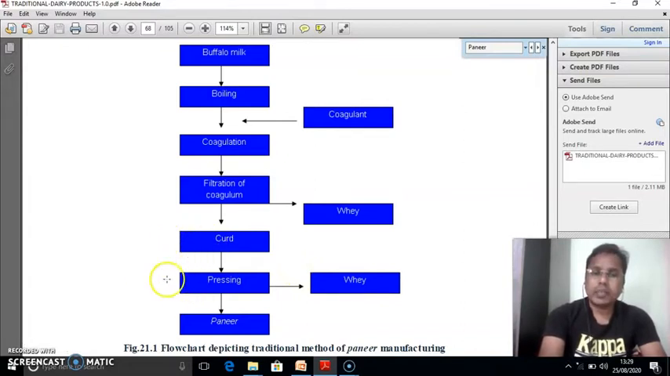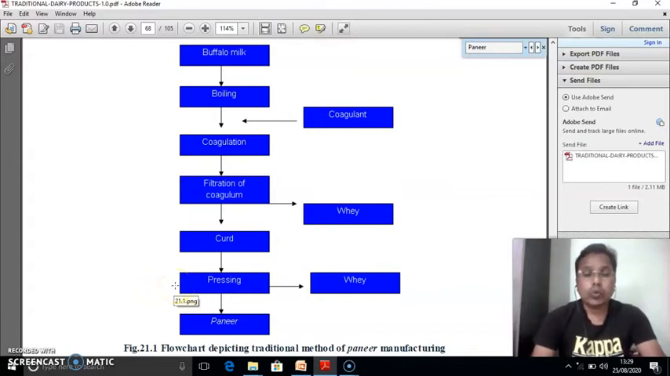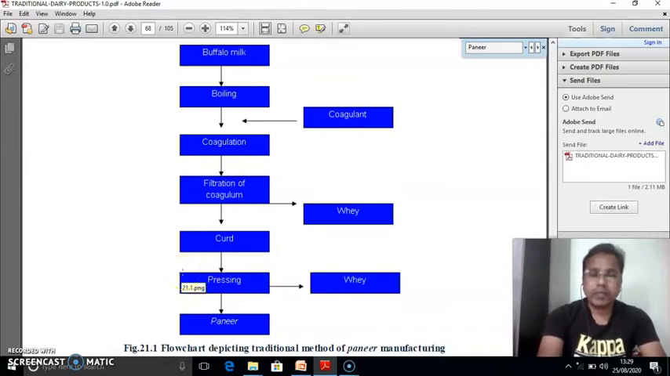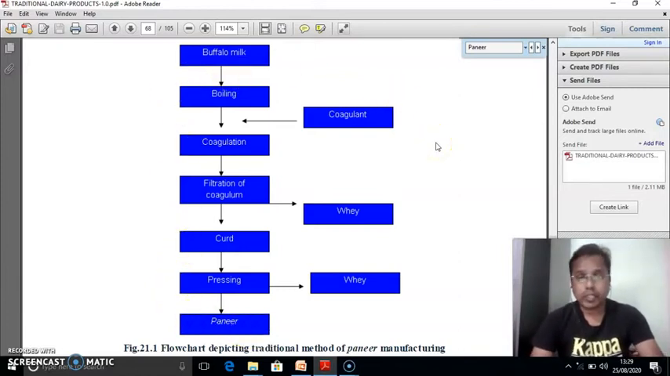And when this pressing process is completed, the mass which is obtained is transferred to cold water and kept for half an hour. So if any impurities are present there, they will be removed with the help of that cold water. And after half an hour, the mass is removed from the cold water, and that mass is called the paneer. So this is the traditional way of preparation of paneer.